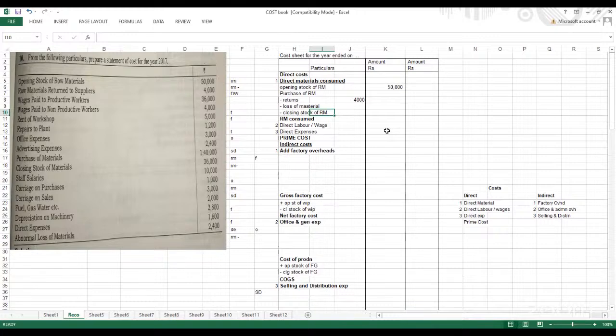Wages paid to productive workers. Productive workers means direct wages. Put in the last column 36,000. Wages paid to non-productive workers means that will go to factory, so non-productive wages. What is the amount? 4,000.